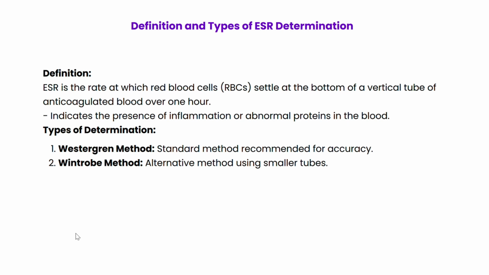There are two main methods to measure ESR. The first is the Westergren method, which is highly sensitive and widely used. The second is the Wintrobe method, which is an alternative method often used when only a small blood sample is available.